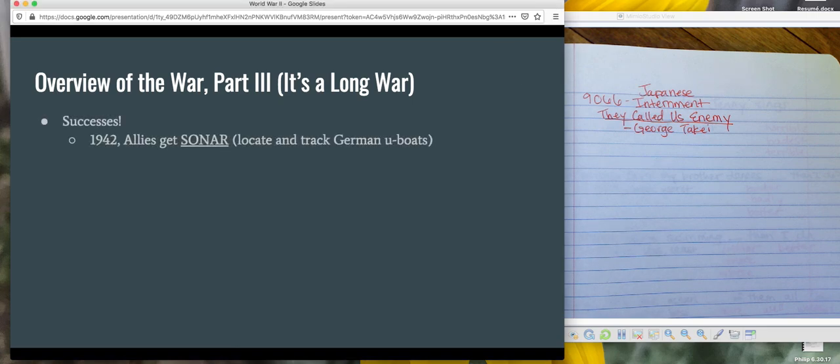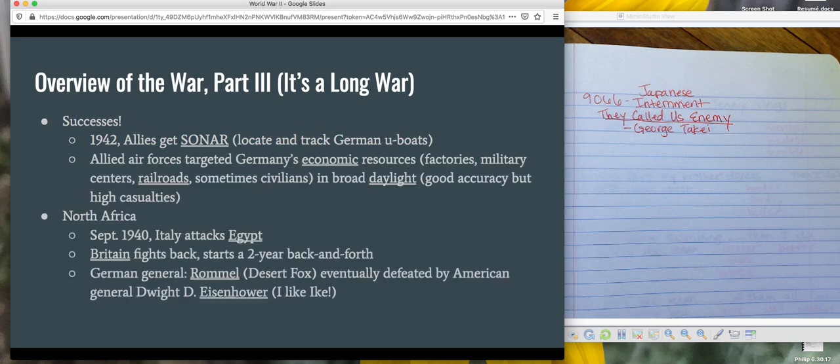Now, there are some successes. In 1942, the Allies, again, the Allies are the United States, Russia, and the United Kingdom, get sonar. Sonar is sound navigation and ranging, I think is what it stands for. But basically, it's like echolocation for bats.